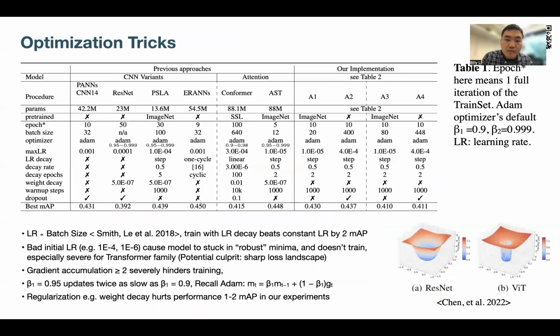So let's dive more into the optimization tricks. This is where we found our guidelines. We found that learning rate decay beats constant learning rate by an average of 2 points of mean average precision. There's a strong intuition behind that. And the governing rule is that the learning rate is linearly correlated with batch size. We need to tune them to be linear.